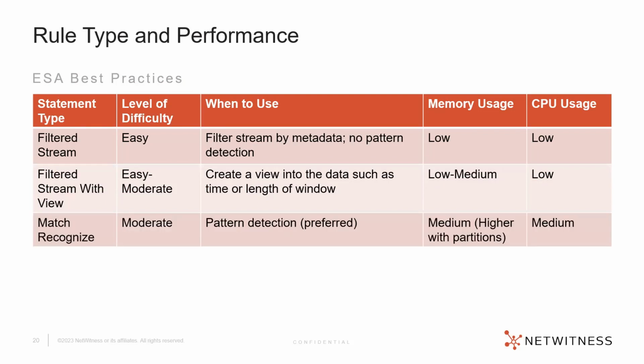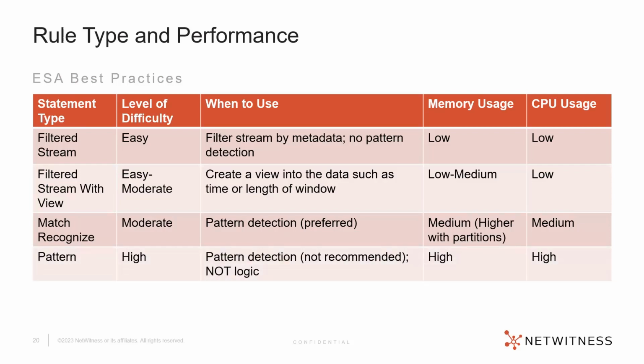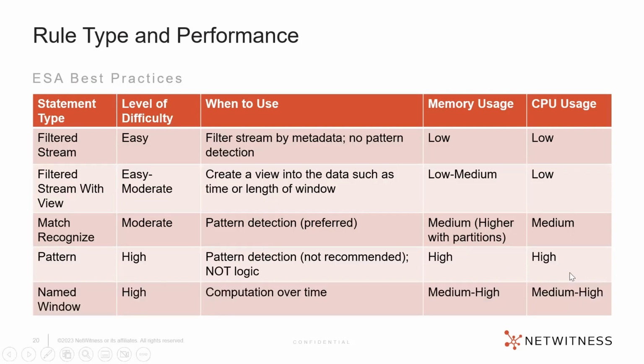Then we have the match recognize type. If a rule uses pattern matching with match recognize, it has a potential for both memory and CPU issues. These conditions depend on the ordering of the ingested data and the number of triggered events. Moving on to the fourth row, which is the pattern type. If a rule uses a pattern with followed by or greater than, this rule has a potential to have an adverse effect on ESA performance. And finally, using a named window with a time constraint will have medium to high effect on memory and CPU.